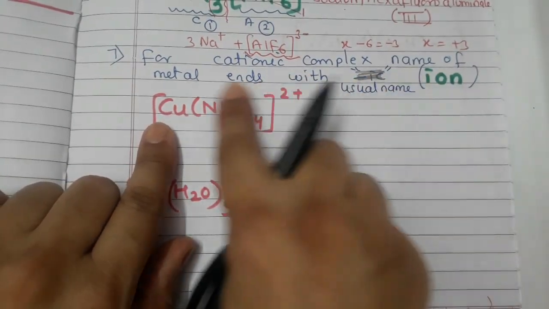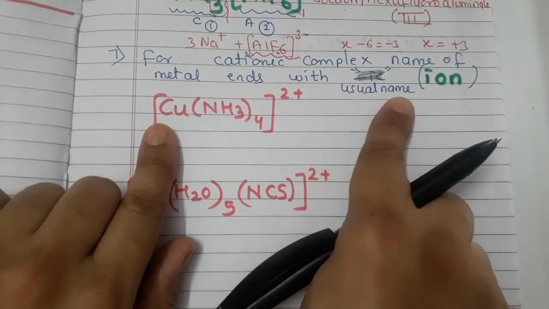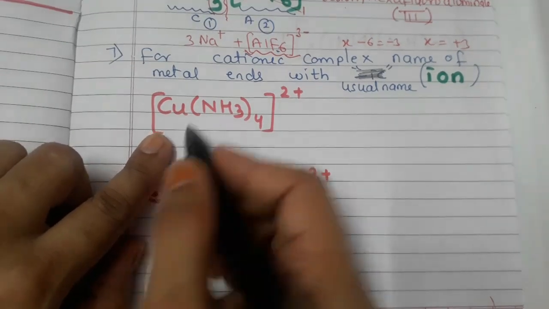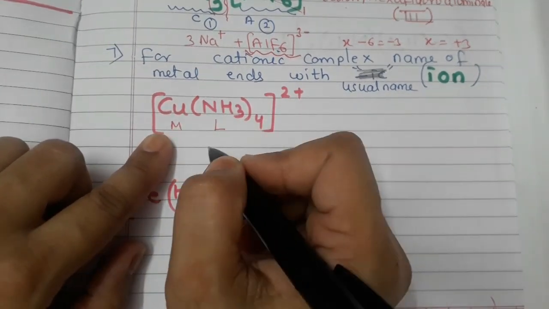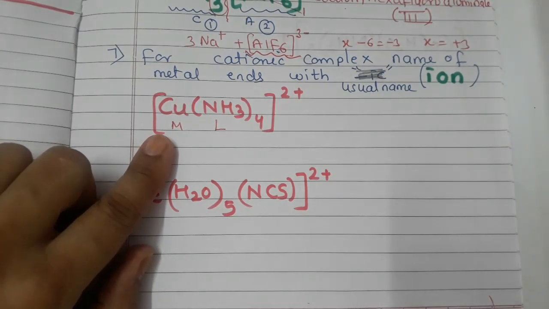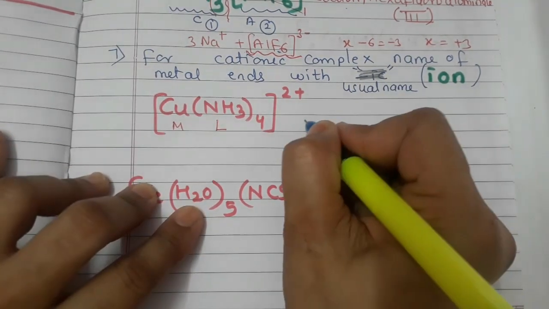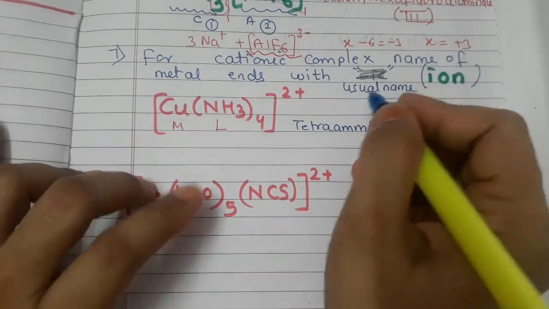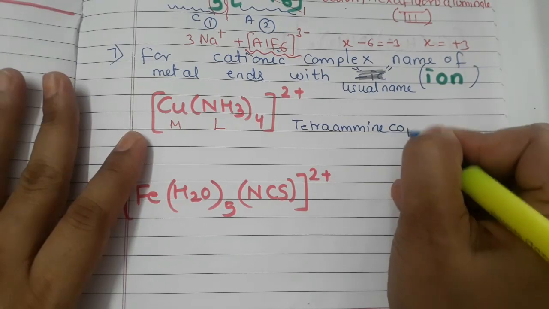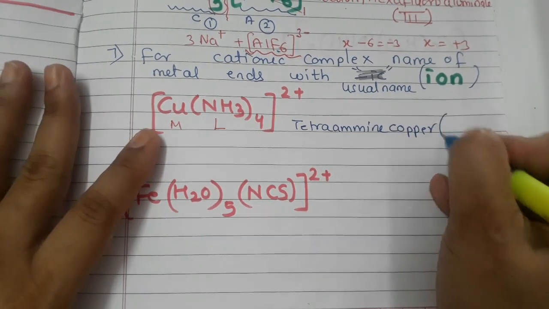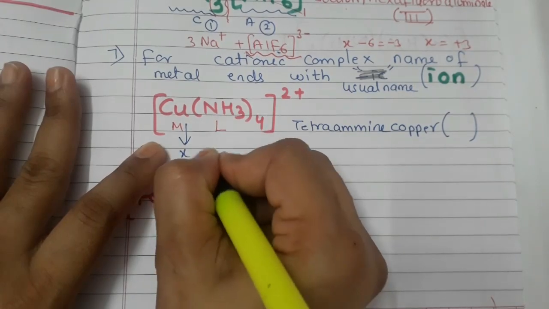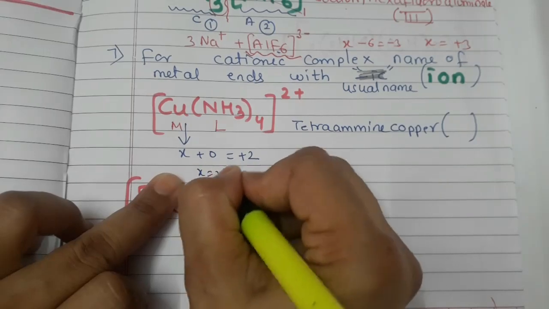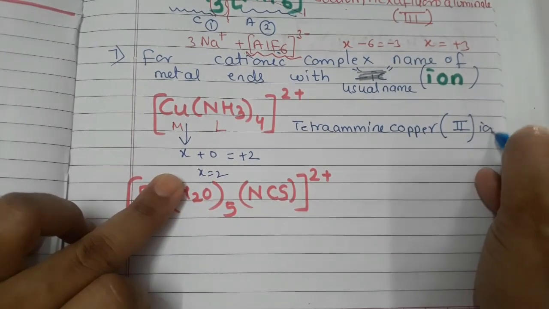For the cationic complex, the name of the metal ends with the usual name. Let us focus on this. So we have this metal and this is the ligand. We have to name first the ligand. Now I will write here tetraamine. Usual name means common name. How do we write? Tetraamine copper I will write. Now the oxidation state we have to write. It is X plus 0, because ammonia is a neutral ligand, is equal to 2. So X is equal to 2. I'll write here Roman II and I will write ion.